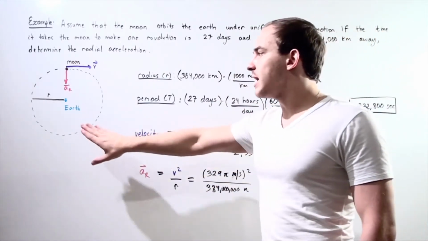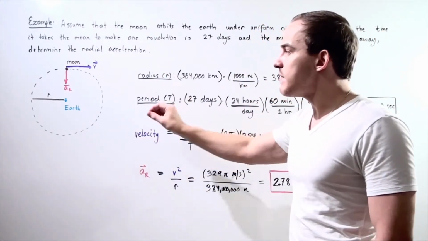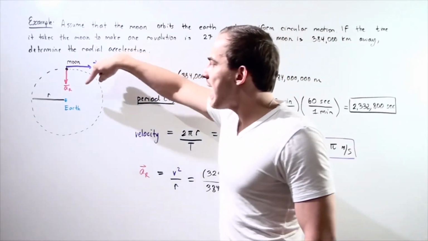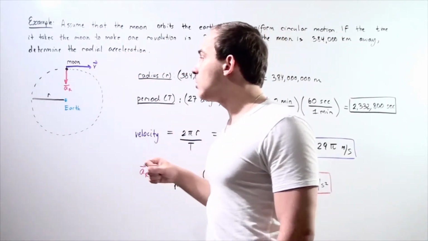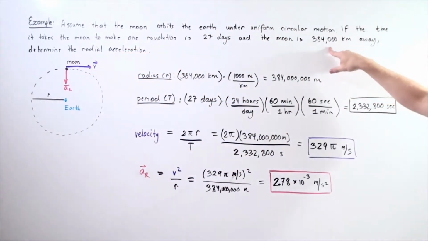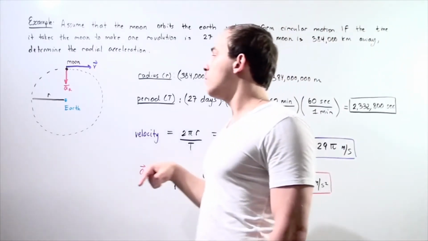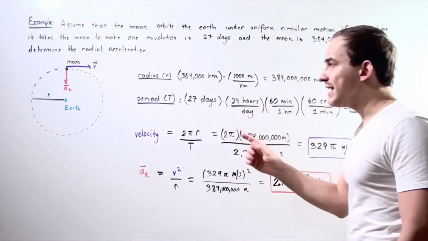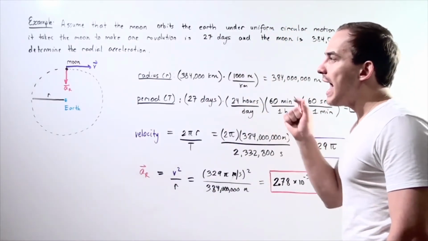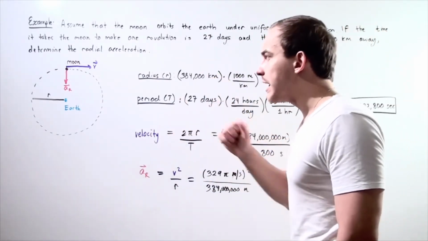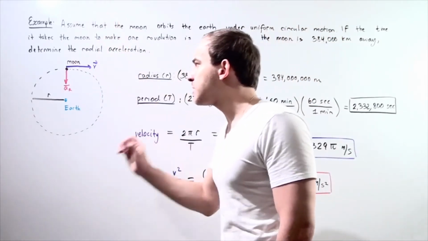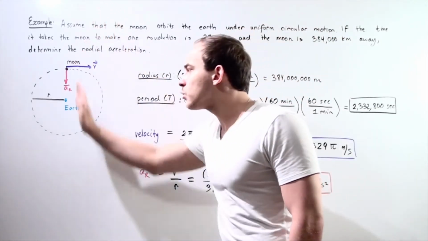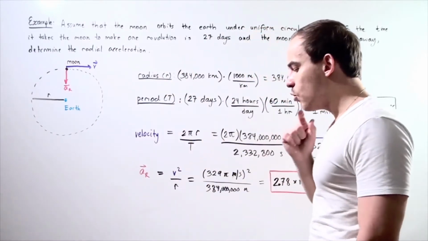So let's look at our diagram. At the center of our circular pathway, we have the Earth, which is found 384,000 kilometers away from the moon. So that's our radius. Now, we know the velocity is tangent to the pathway, and our acceleration, the radial acceleration, is perpendicular to the pathway. So it points directly to the Earth from the moon.